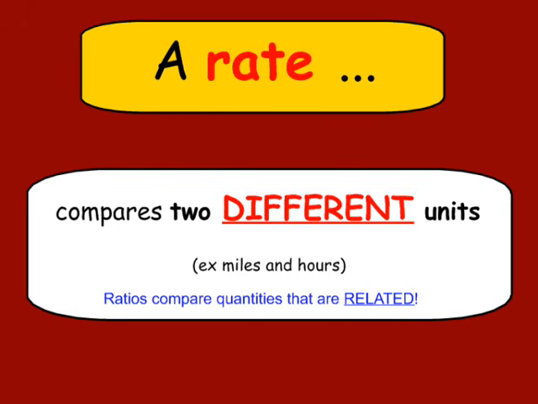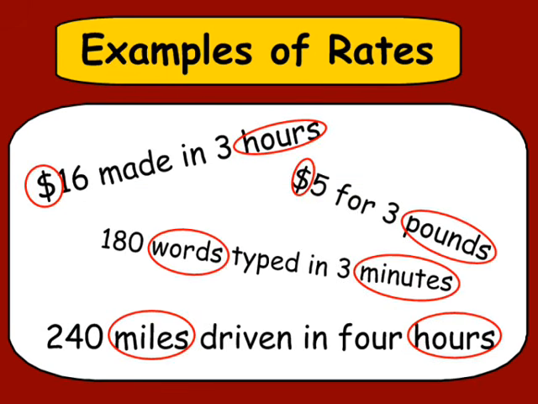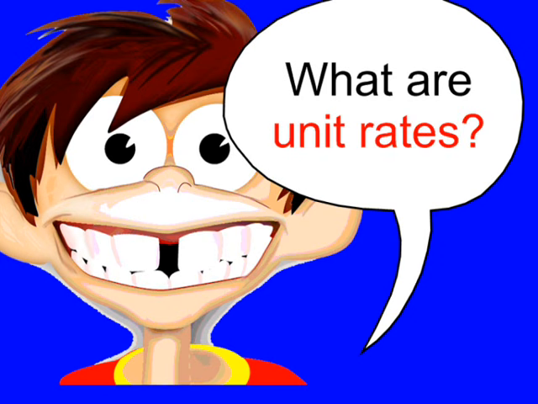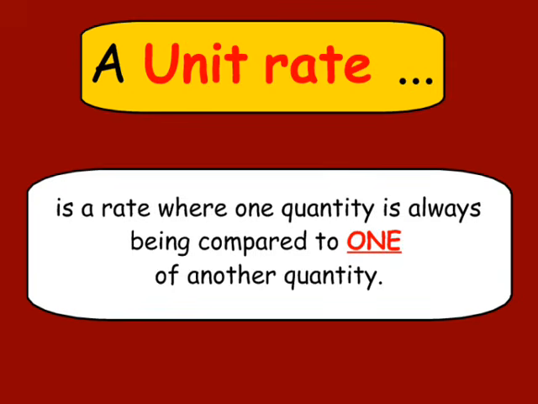Remember, a rate compares two different units. For example, you're comparing here money and time, money and weight, words and time, and distance and time. So you're comparing two different units. Well, then what's a unit rate? Well, a unit rate is a rate where one quantity is always being compared to one of another quantity.